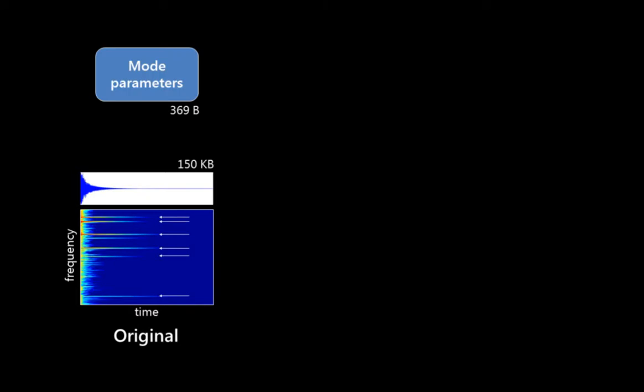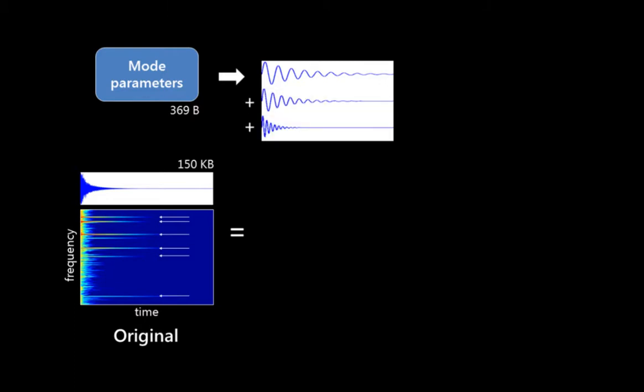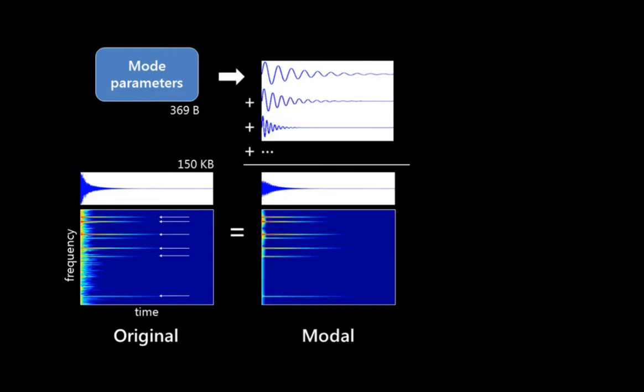From the original source clip, we compute a spectrogram, which shows the frequency content of the clip over time. From the spectrogram, we identify peaks in frequency corresponding to resonant modes. The values for the modes can be stored quite compactly. We generate sinusoids associated with each mode and sum them up to obtain the modal component of the sound.